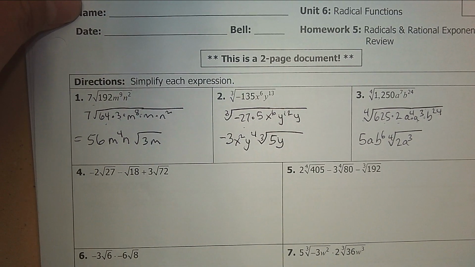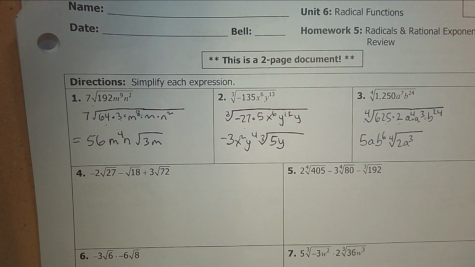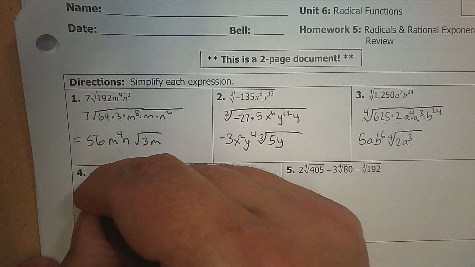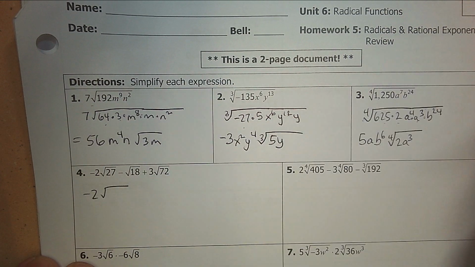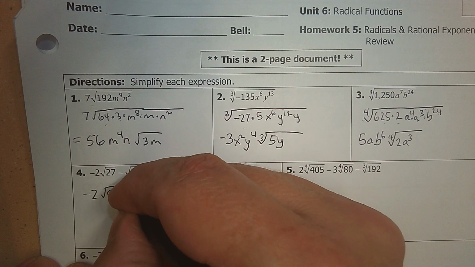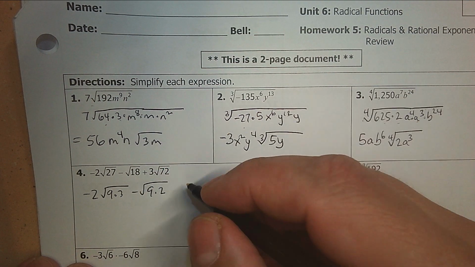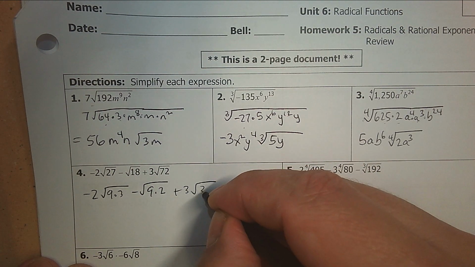Number 4, can you subtract? The rule to adding and subtracting is that the radicals have to be like radicals. But the only way we can know that is if we simplify it first. So 27 is 9 times 3. 18 is 9 times 2. And 72 is 36 times 2.